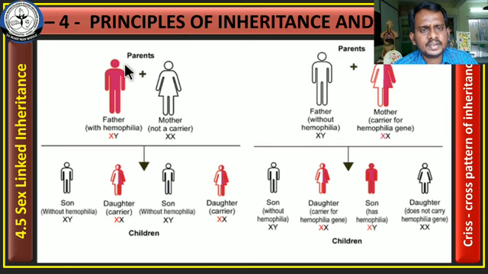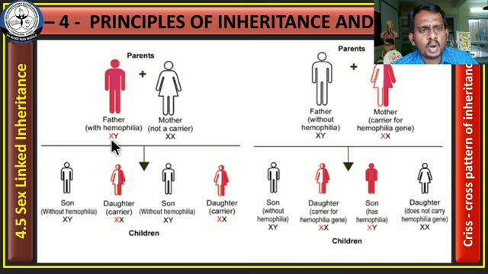Father is affected by hemophilia because of X-linked inheritance. The X chromosome is affected. Mother is not a carrier, a normal mother. In the marriage between the hemophilic father and normal mother, the offspring will be a son without hemophilia, due to the presence of this X chromosome and this Y chromosome. The son is born without hemophilia. And another, the daughter, acts as a carrier.